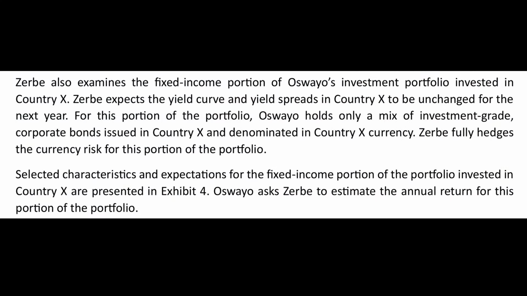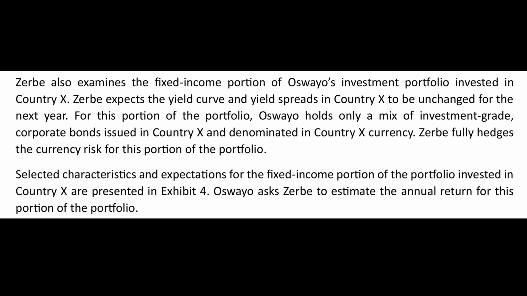Zerbe also examines the fixed income portion of Osaka's investment portfolio invested in country X. Zerbe expects the yield curve and yield spread in country X to be unchanged for the next year. For this portion of the portfolio, Osaka's hold only a mix of investment-grade corporate bonds issued in country X and denominated in country X currency. There is no currency risk. Zerbe fully hedges the currency risk for the portion of the portfolio. Therefore, there is no currency risk. Selected characteristics and expectations for the fixed income portion of the portfolio invested in country X are given in Exhibit 4. Osaka asks Zerbe to estimate the annual return for the portion of the portfolio.